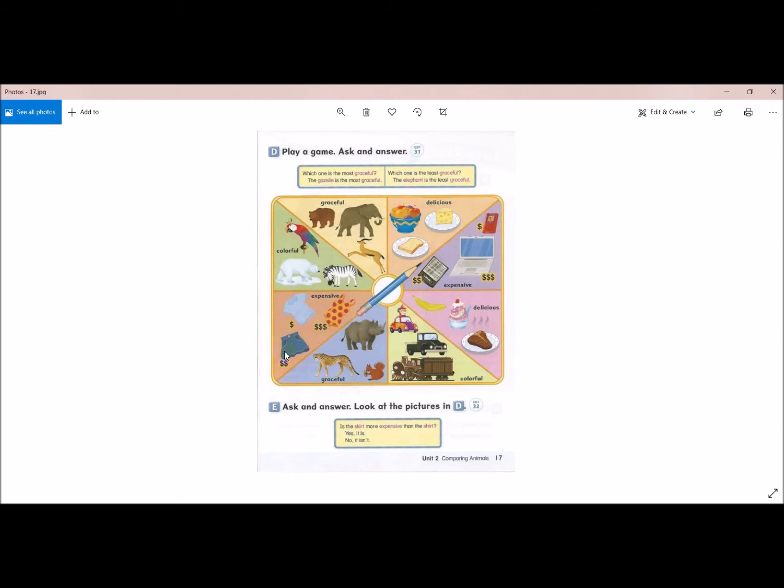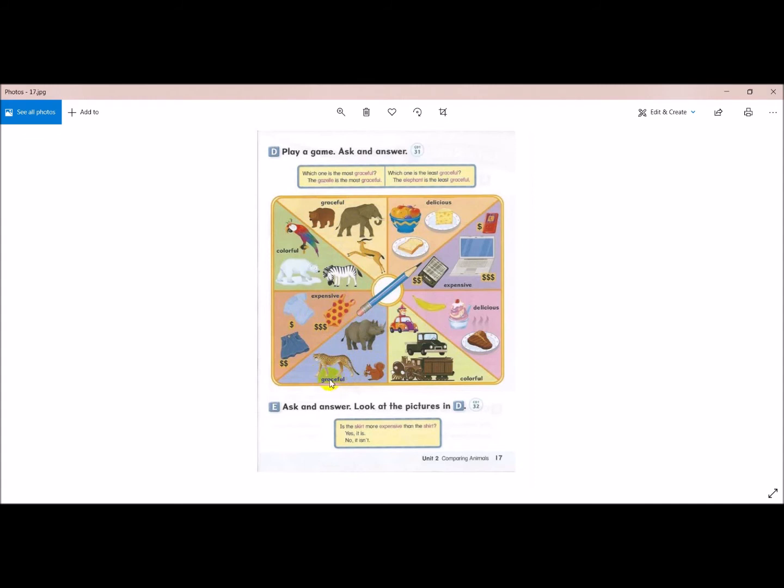Okay, this one or this one? Which one? The skirt or the shirt? Yeah, the shirt. The shirt is the least expensive. Can you say it? The shirt is the least expensive. Now we move to this.